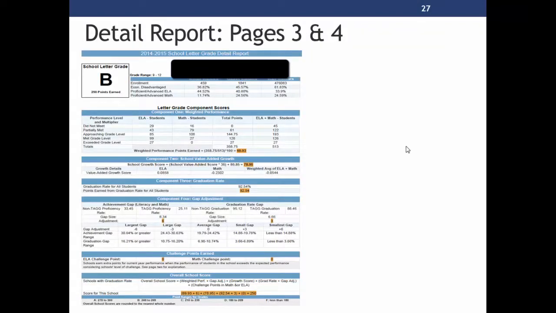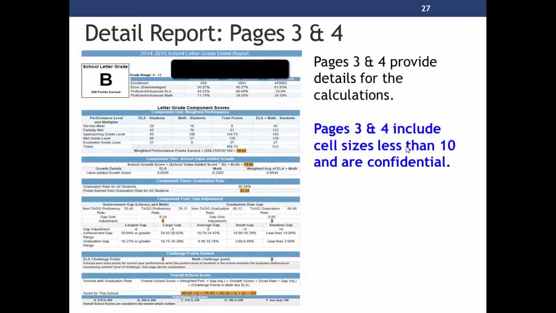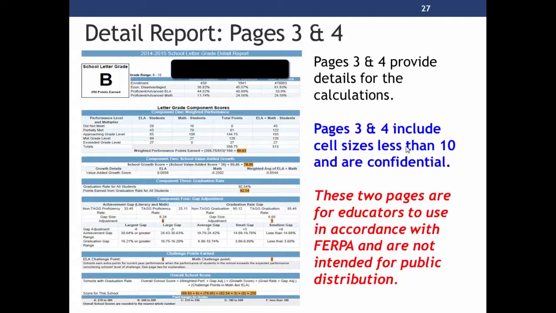Then you get to pages 3 and 4. Now pages 3 and 4 are exactly what you got last year, but updated for the new or adjusted components for 2015. These provide the details that you need in order to understand the calculations. Pages 3 and 4 may include cell sizes that are less than 10, and so it's considered a confidential report, these last 2 pages. These 2 pages are for educators to use in accordance with FERPA, that's federal law on the privacy of students, and are not intended for public distribution.